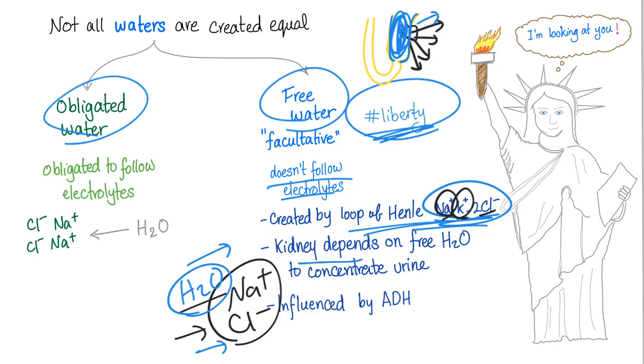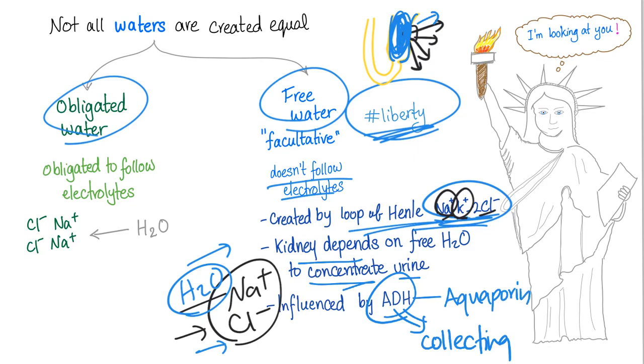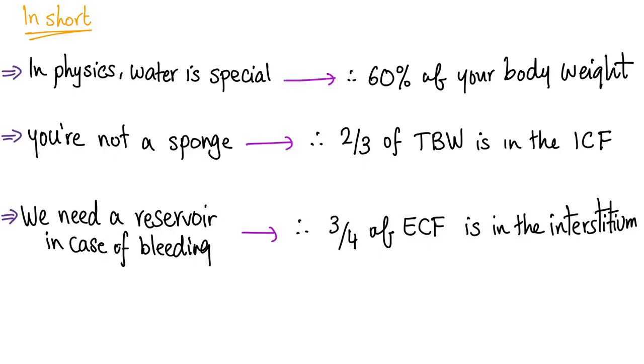The kidney depends on this free water to concentrate urine and to dilute urine. This free water is influenced by the antidiuretic hormone in the collecting tubules, because ADH adds the aquaporin channels for water. So let's summarize.